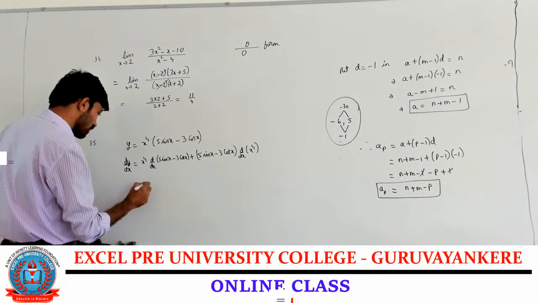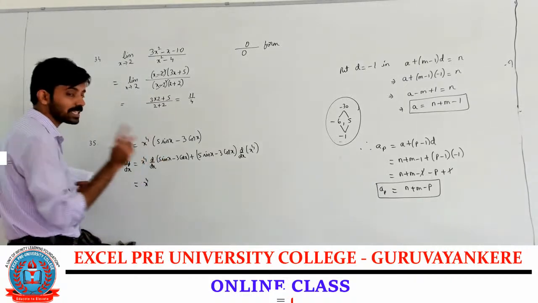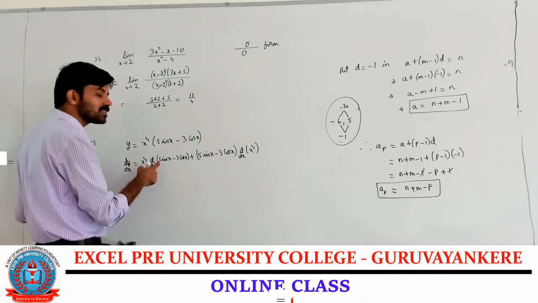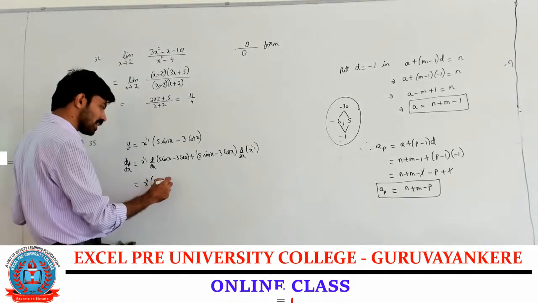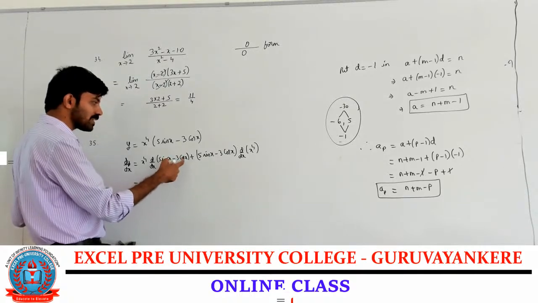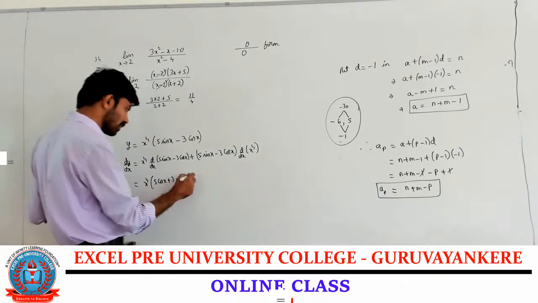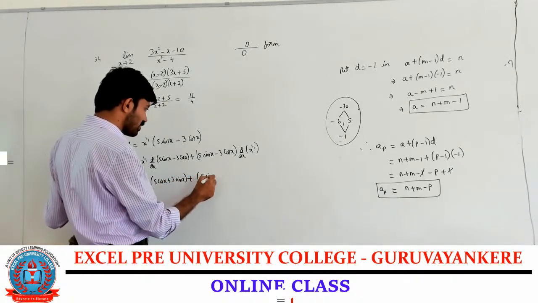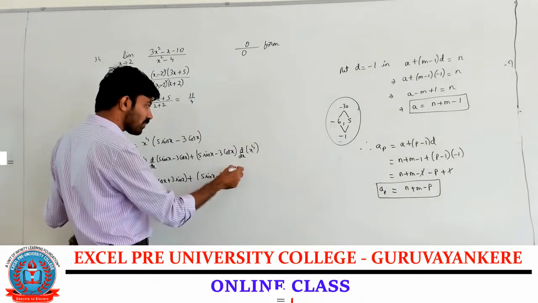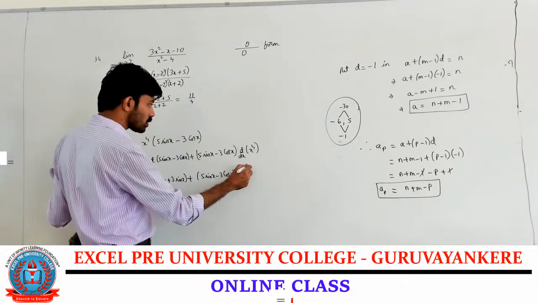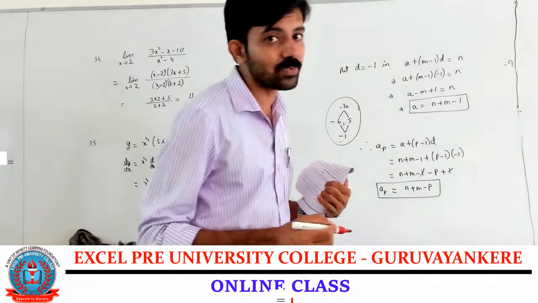Correct? First function keep as it is, differentiate 5 sin x. Constant into variable does not become 0, constant keep as it is, differentiate the variable. Derivative of 5 sin x is 5 cos x, minus 3, derivative of cos x is minus sin x, minus 3 into minus becomes plus 3 sin x. Then 5 sin x minus 3 cos x into derivative of x power 4, which is 4x cubed. Derivative of x power n formula: n into x power n minus 1, correct?